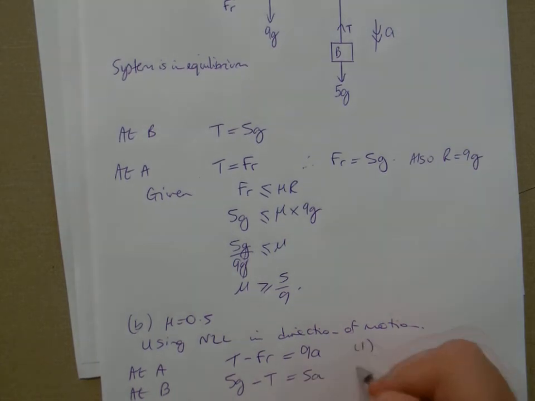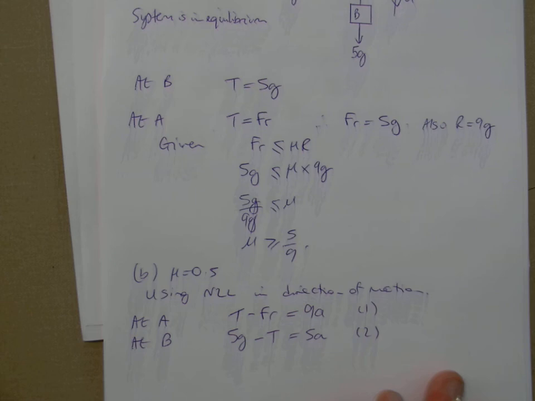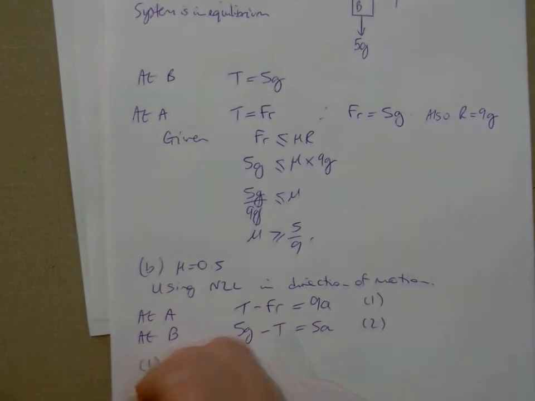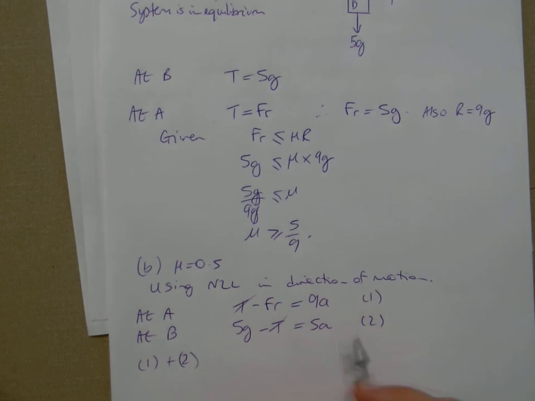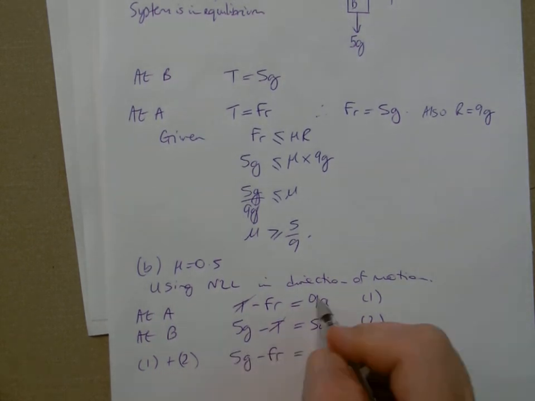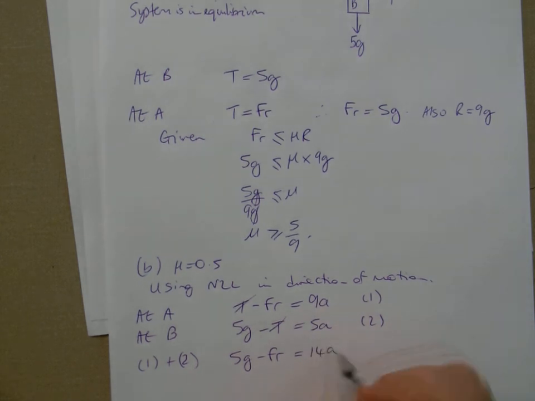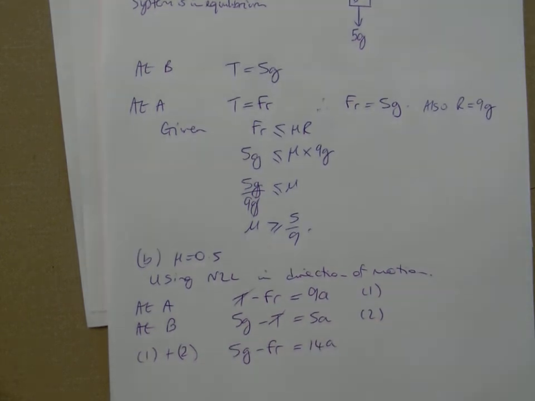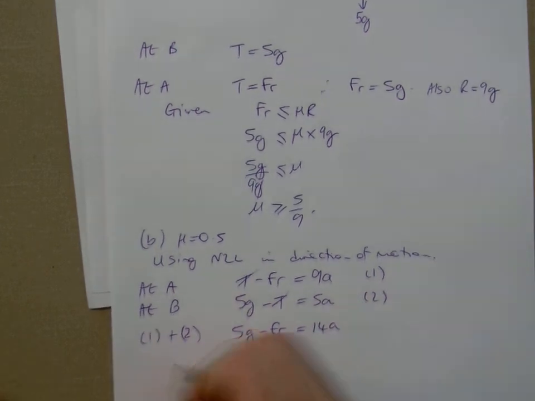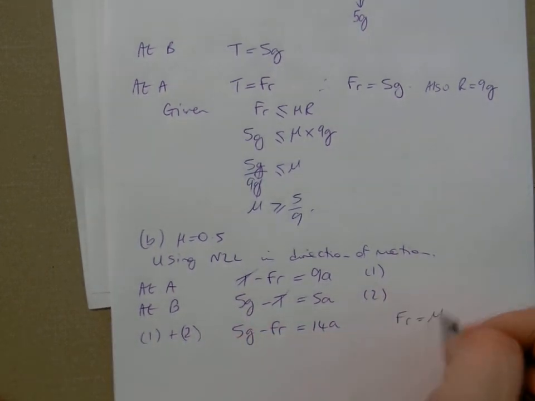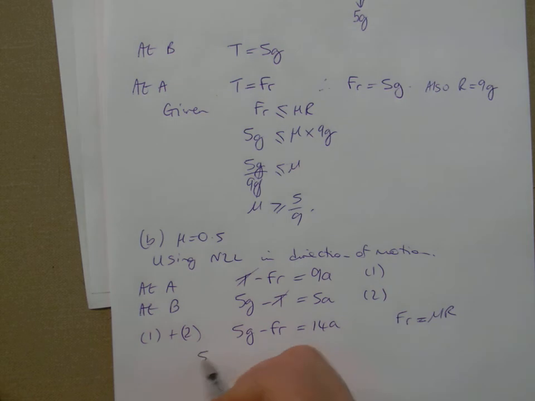So we've got equations 1 and 2 there. And what I hope you notice with 1 and 2 is we can add them. If you add 1 and 2, the tensions cancel. The T and the minus T disappear. So you end up having 5G minus FR equals those two added together, which is 14A. Now, because it's in motion, FR will equal mu R in this case. It won't be less than or equal to mu R, it will literally be at its max, so it'll equal mu R.